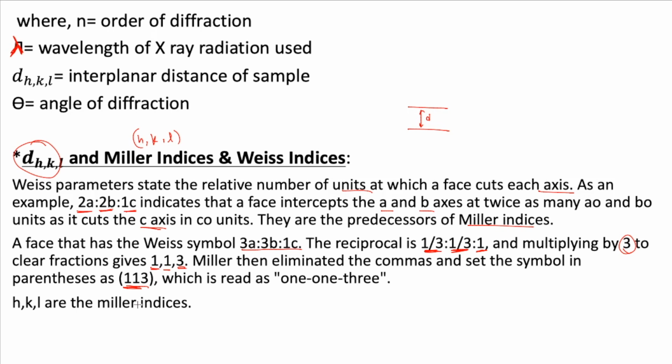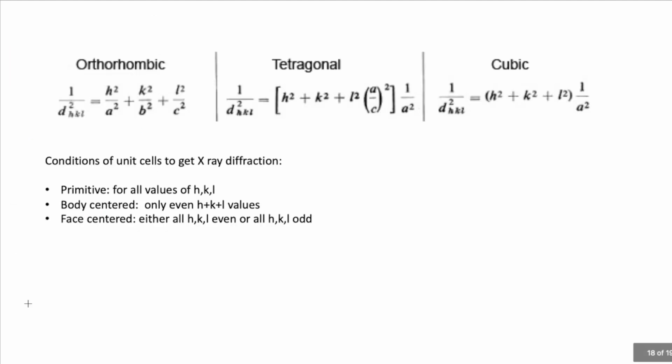So how to convert these indices into Miller indices? By taking the reciprocal and then multiplying with a number to make it a simple whole number ratio. And they are represented as H, K and L.